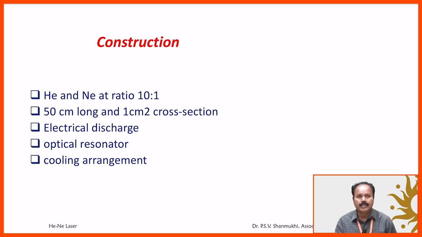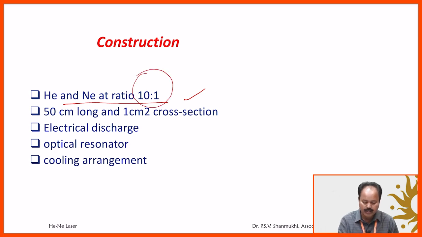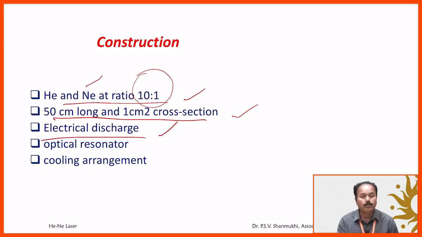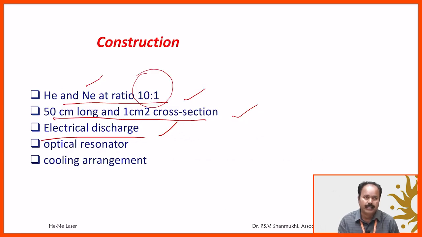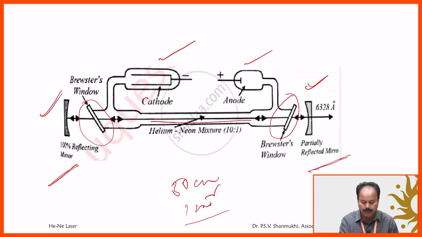So in the construction, once again, the helium and neon gas mixture is taken at the ratio 10:1. That means for every ten helium atoms, there is only one neon atom. The glass tube is taken as 50 centimeters long, 1 centimeter square cross sectional area. Electrical discharge is possible; to provide that, we are providing two electrodes, cathode and anode. And the optical resonator arrangement is there, that means two mirrors on either side, 100% reflecting and partially reflecting.